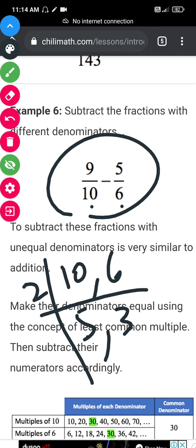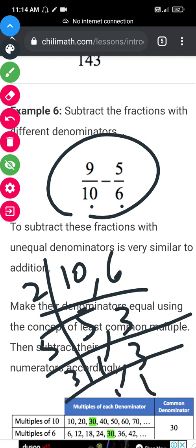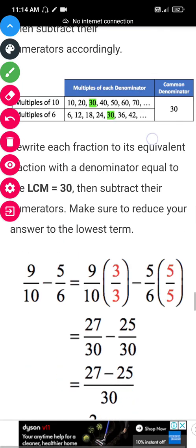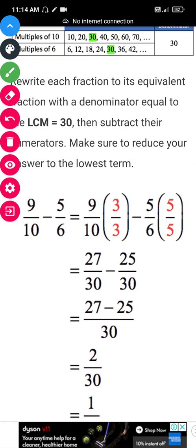Now 2 into 5 is 10, and 10 into 3 is 30. So 30 is the LCM. When you get the LCM 30, you make the denominators 30. So 10 you will have to make 30 by multiplying by 3, and 6 you will have to make 30 by multiplying by 5.